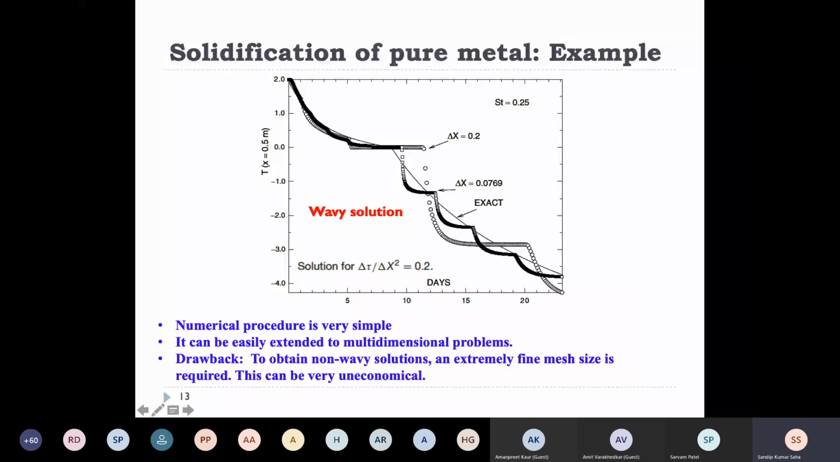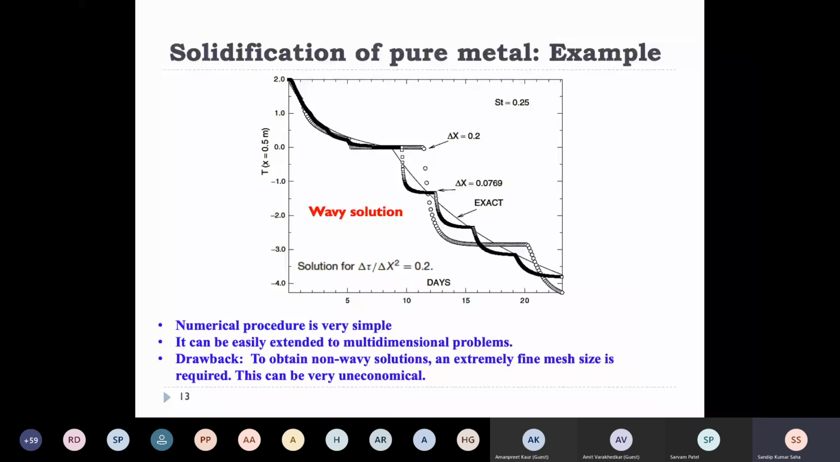This can be removed if you refine the grid, or if you use some type of advanced model. Advanced model means if you use different types of solvers. Here, as I told you, the solver is very simple. You only use your hand and your calculator to find the solution. To remove this wavy type of solution, you can refine the grid, or you can advance your model, which means you incorporate a different type of solver.